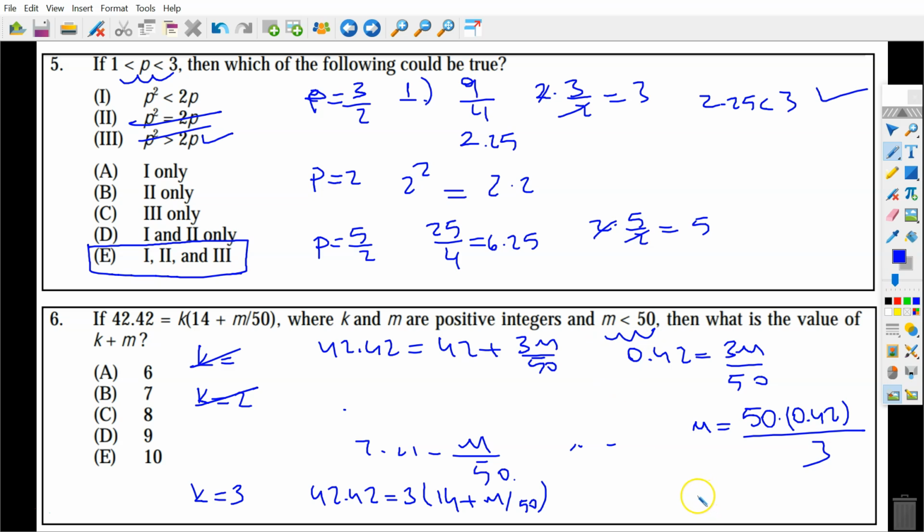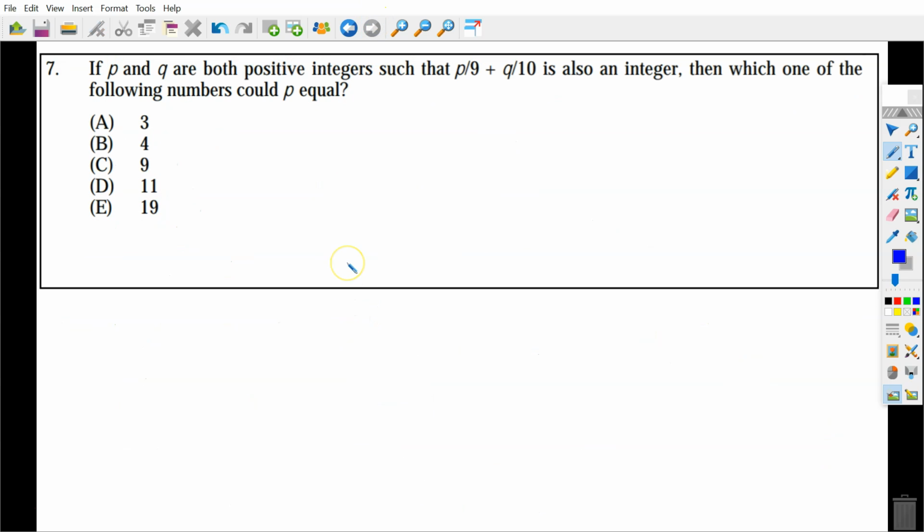So let's try to figure out this value. m is going to be equal to 7. Okay, so when k is equal to 3, m is equal to 7. The question is asking us to find the sum of them. So basically 7 plus 3, we get 10. 10 is going to be our correct answer.